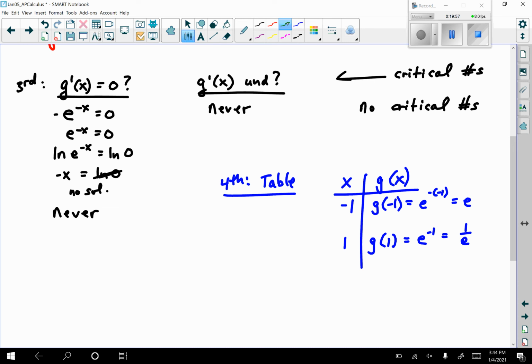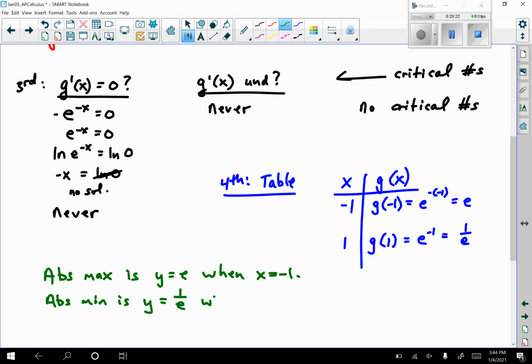So we could write this out now. We know that 1 over e, the reciprocal of e, is definitely going to be smaller than e. So we would say that the absolute max is y equals e when x equals -1. The absolute min is y equals 1 over e when x equals 1.